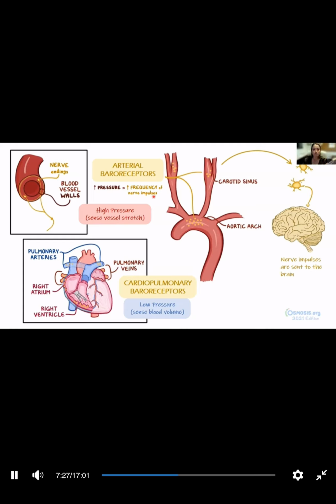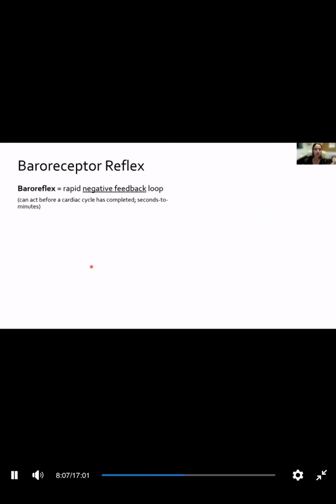The pressure change increases the nerve impulses that are sent eventually to the brain, which ultimately can regulate that pressure. How this works in the heart, these cardiopulmonary baroreceptors, instead of sensing stretch in a vessel, they're sensing low pressure. They sense the blood volume, all right? So they're mostly going to be in the right atrium and the right ventricle. There are some of these cardiopulmonary baroreceptors in the pulmonary arteries as well, because these are the lower pressure areas, all right? So they're going to sense blood volume rather than the stretch of the vessel itself, all right?